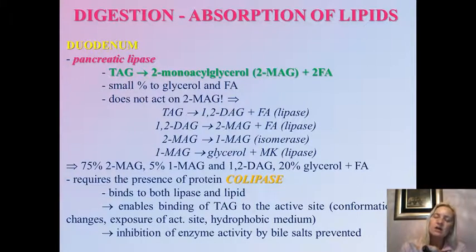But when colipase is attached to the enzyme, it causes certain conformational changes which result in the exposure and opening of the active site. At the same time, it creates some kind of hydrophobic medium so that 3-acylglycerols can be efficiently attached to the active site. At the same time, it prevents the inhibition of enzyme activity caused by the presence of bile salts.